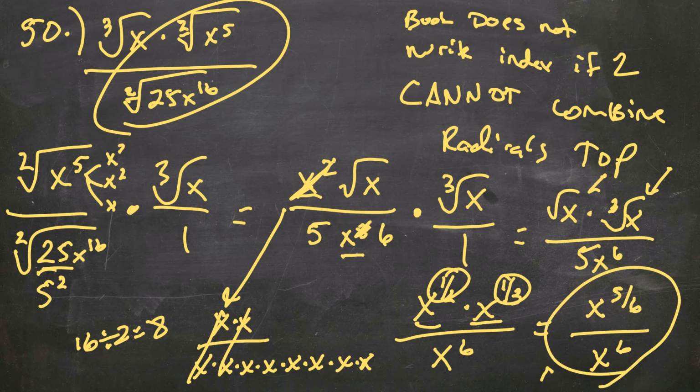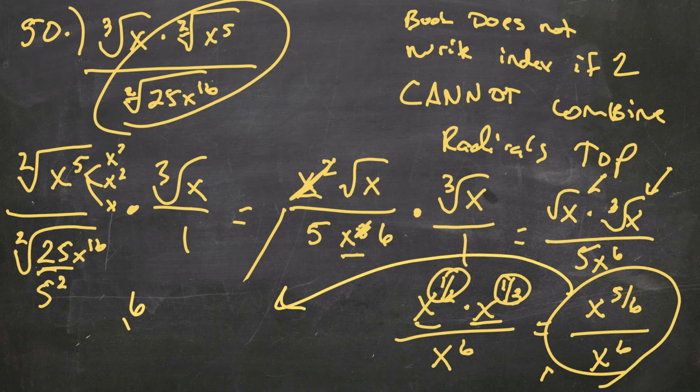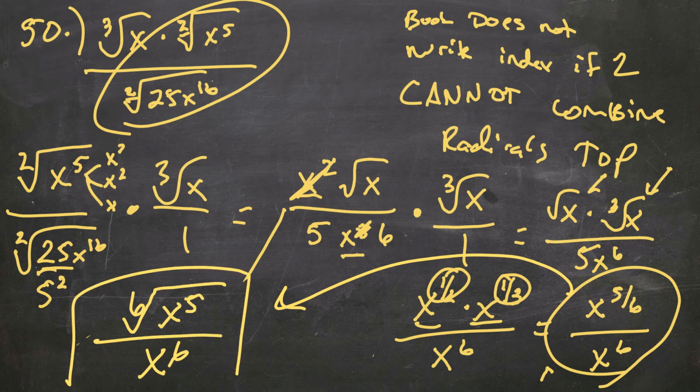And then the last thing I'm going to do is change that to radical form because we want radical form. So I'm going to make that the 6th root of x to the 5th all over x to the 6th, and that's my final answer. Alright, that's that for 50. A little bit tougher, but I did that on the board and talked about it a lot, so hopefully you already had that one before.